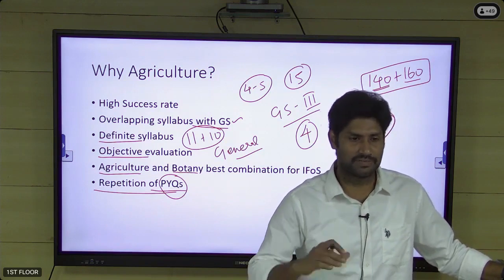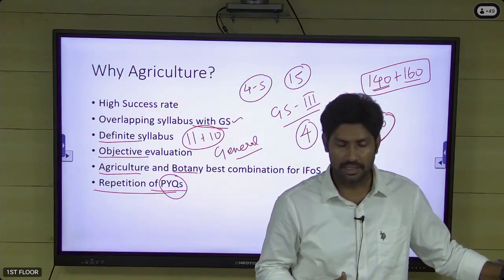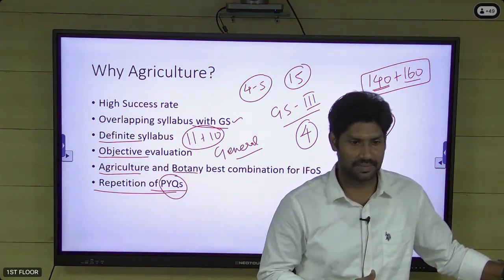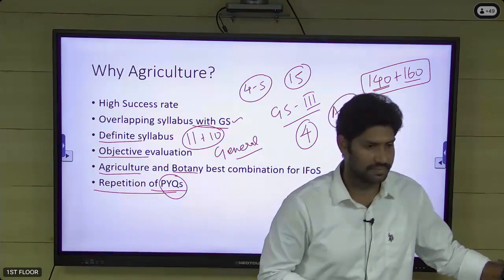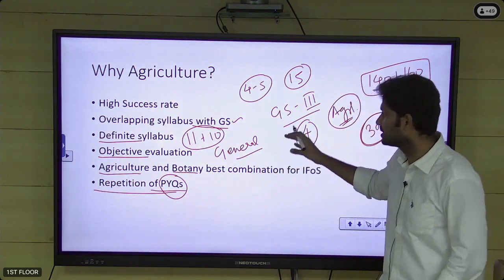Earlier, the repetition was very high. Nearly 70-80% of the questions repeated every year. But now it's not a correct strategy, because many students are making this mistake. So in UPSC, again, our optional syllabus, why is coaching important?